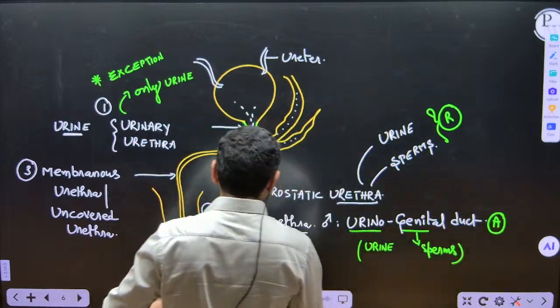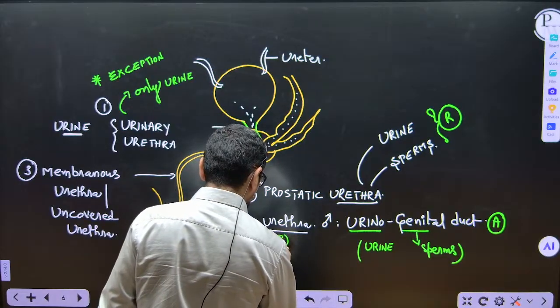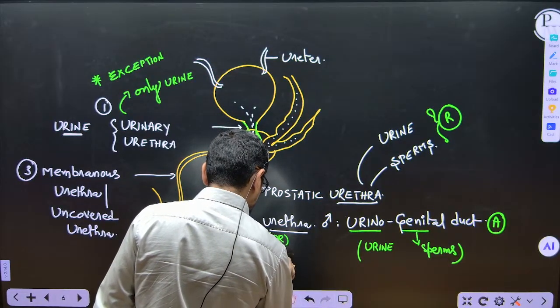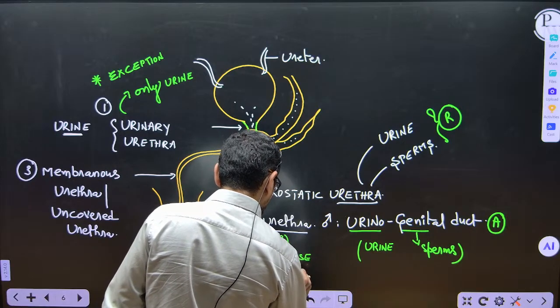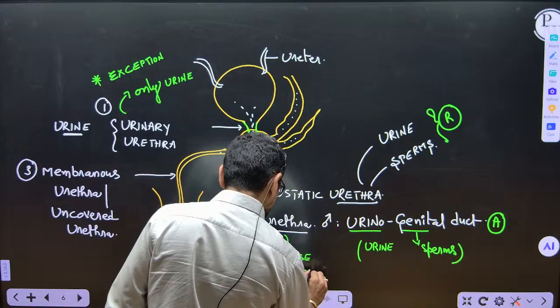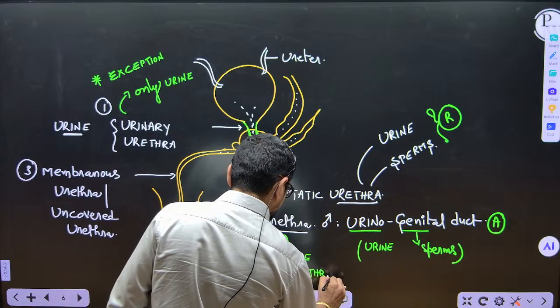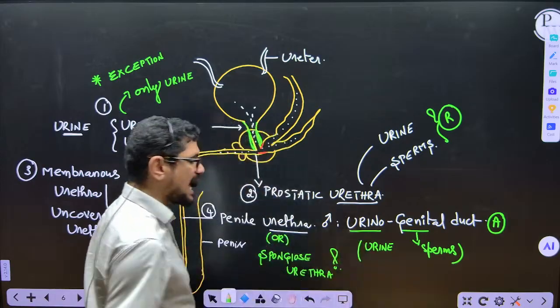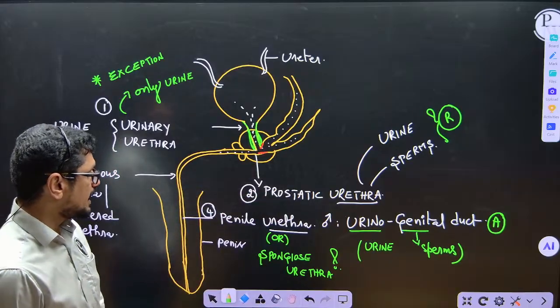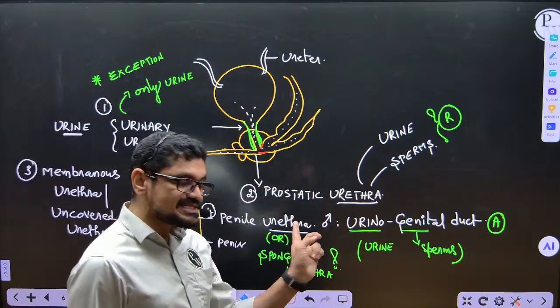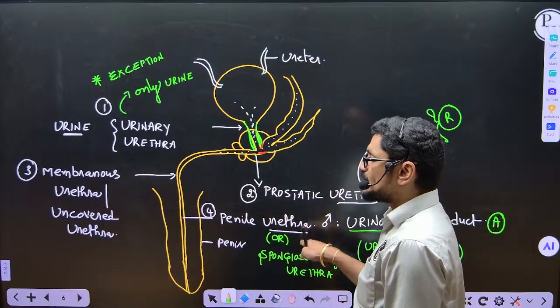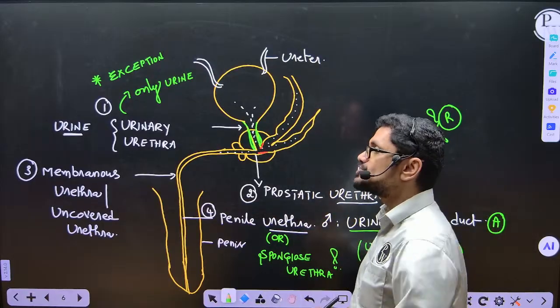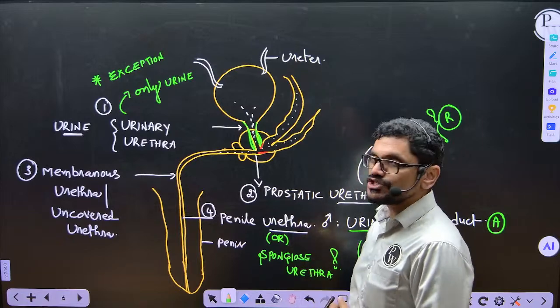Now, penile urethra is also called spongious urethra. Penile urethra is also called spongious urethra. Why is it called spongious urethra? This is my last question, and I will begin the answer for this question in the next slide. What is this penile urethra? Penile urethra is also called spongious urethra. Why is it called spongious urethra?